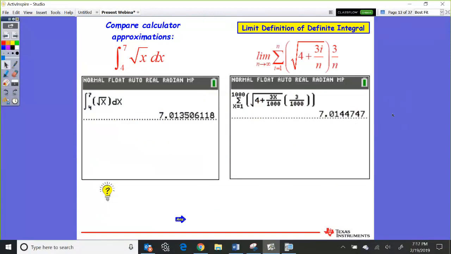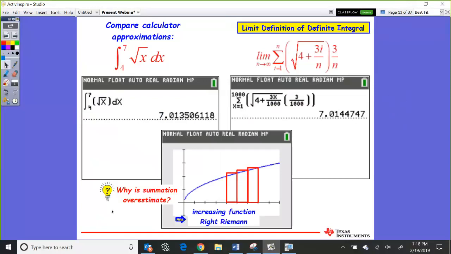You want to know the beauty of this problem? Here's the question. Why is the summation an overestimate? All right, think about it. How did we know that rectangles were overestimates? And these are right Riemanns we're playing with. And you know it. If it's an increasing function, a right Riemann is an overestimate. And look at there, 7.014 compared to 7.013. It's just beautiful.